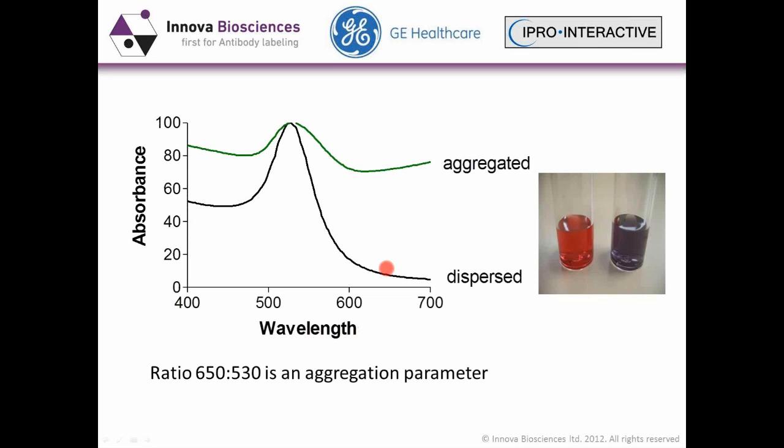At Innova, we measure the quality and the dispersal of the gold colloid before we apply the coat using this 650, 530 wavelength scan. You can quite clearly see here that when the particles are aggregated, you get this profile and you get this purple color in your gold colloid. When it's properly dispersed in the solution, you get a much clearer peak here, and you get this pinky red color.